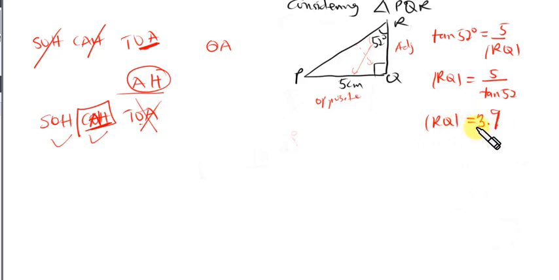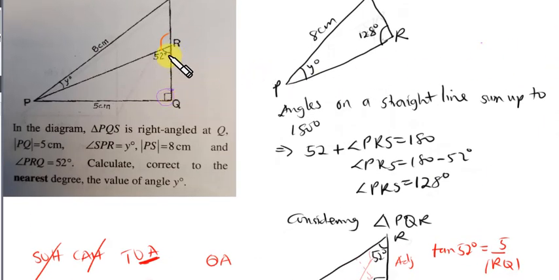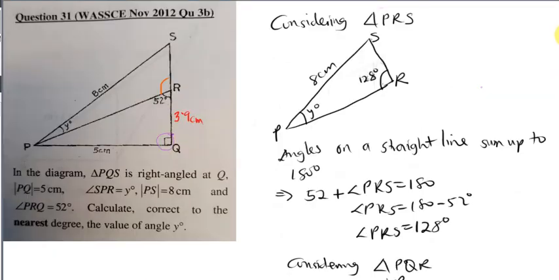All right, so that is the length, 3.9 centimeters. So it means that this small side here is 3.9 centimeters. Now let me consider the bigger triangle. If I consider the bigger triangle, then I can subtract 3.9 centimeters from the length SQ and find the length here, because I want the length SR here.